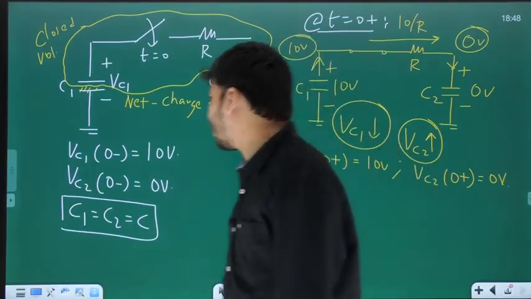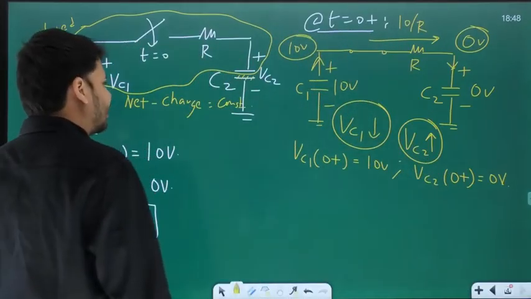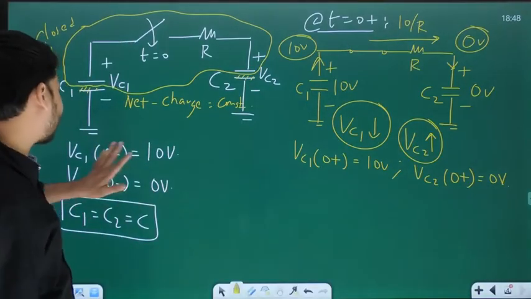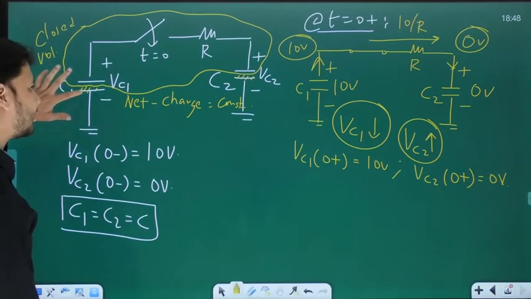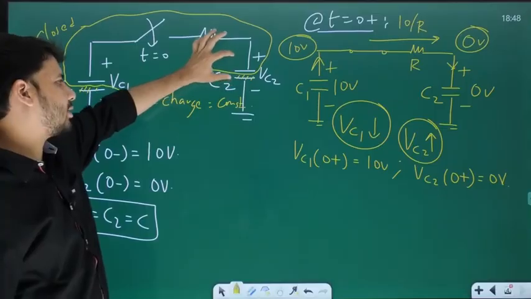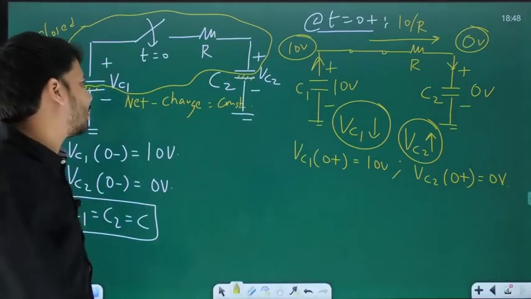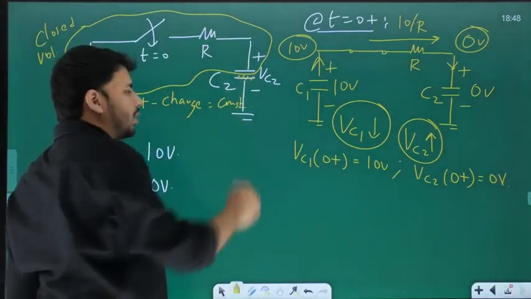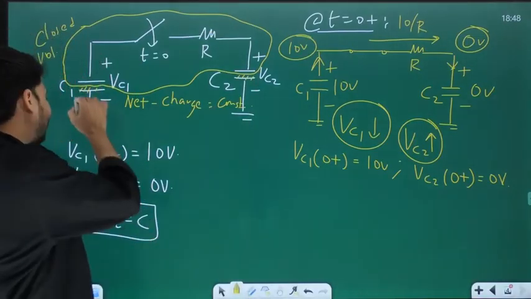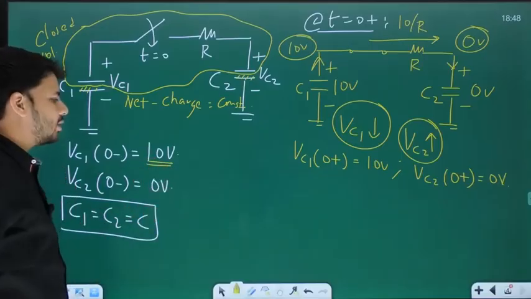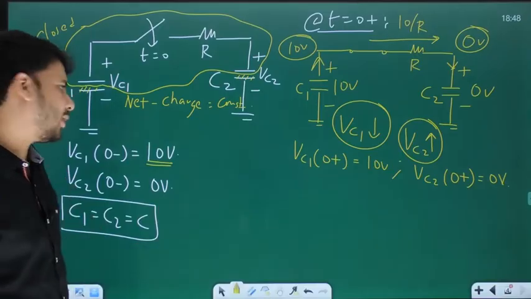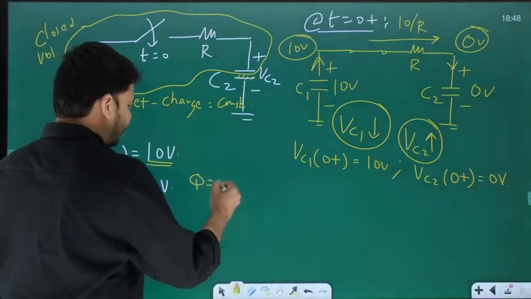Now, what is the net charge within this closed volume before closing the switch? Before closing the switch, C1 is charged, C2 is uncharged. If C2 is uncharged, what is the charge stored in C2? It is 0. On both the plates, the charge is 0. But if you take C1, which is initially charged to 10 volts, what is the charge stored in C1? Q equal to CV.